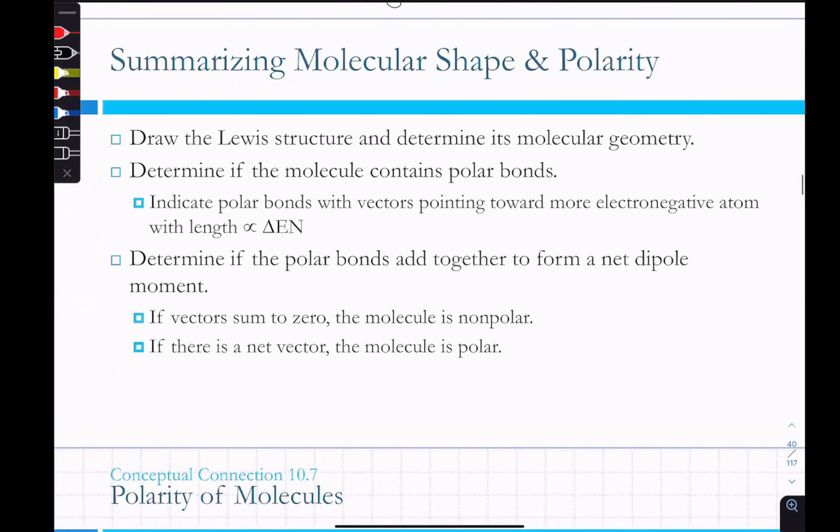So draw its Lewis structure, determine its molecular geometry. And like I was saying earlier, if it's perfectly symmetrical, then it's not going to be polar. If there's asymmetry in it, like differences in bonded atoms, so if we use the example from before, iodine and then fluorine, now you've got an asymmetry there, and it's probably going to be polar because fluorine's involved.